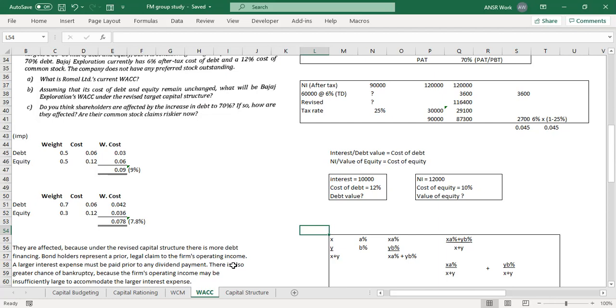The whole net income is the owner's money only. Even though the company is paying them only the dividend portion, still whatever company earns after paying to everybody, that's the owner's money. That's the stockholders' money, or whoever is the owner. So that means net income divided by value of equity.